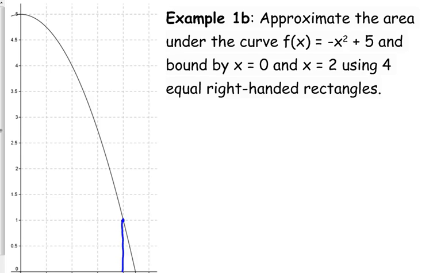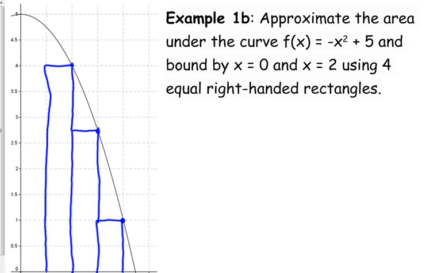So our first rectangle looks like this. We start at 2, find its y value, draw to the left. Okay, then at 1.5, and then 1, and then 0.5. So where the left-handed rectangles were an overestimation, the right-handed rectangles are going to be an underestimation of our area.